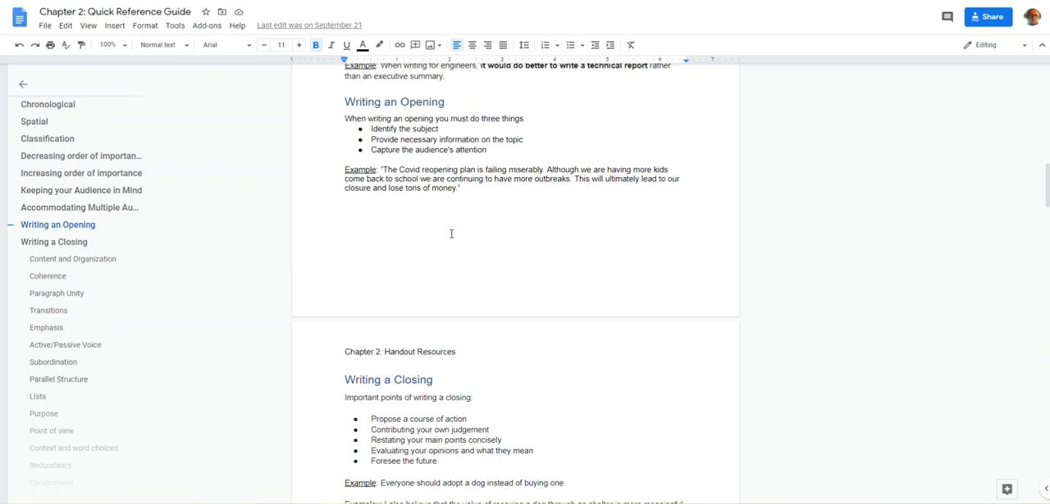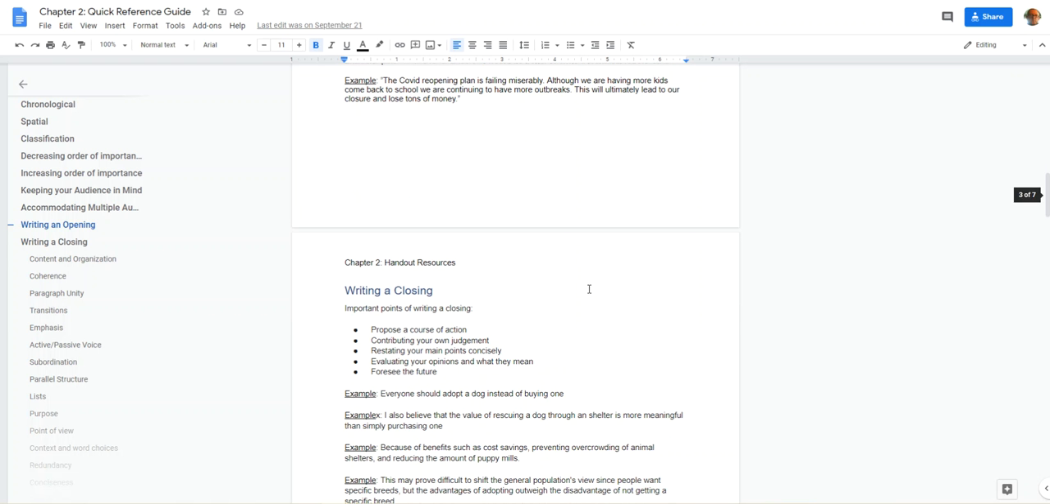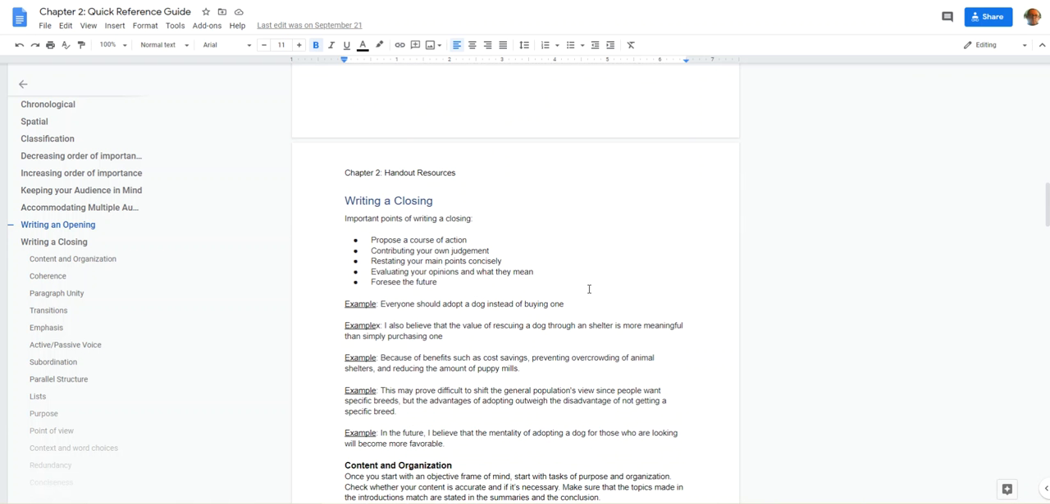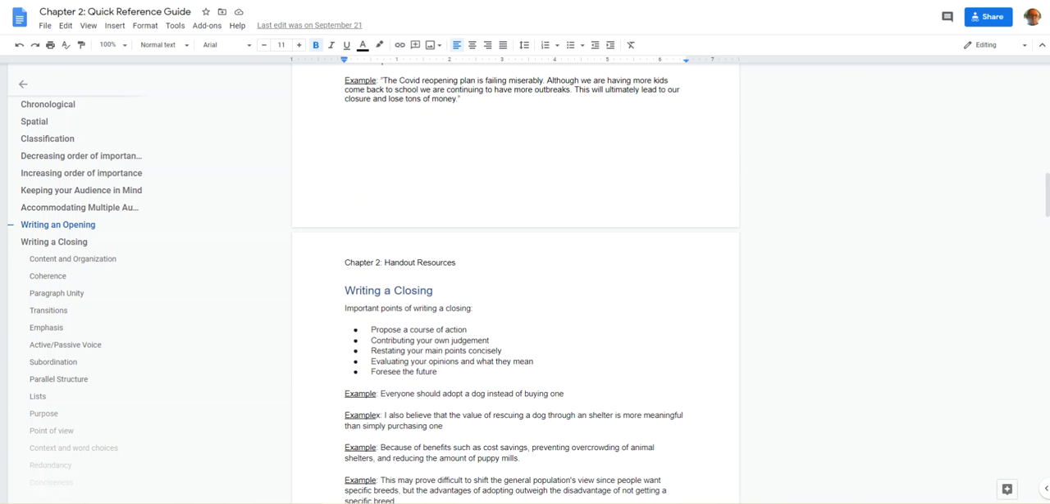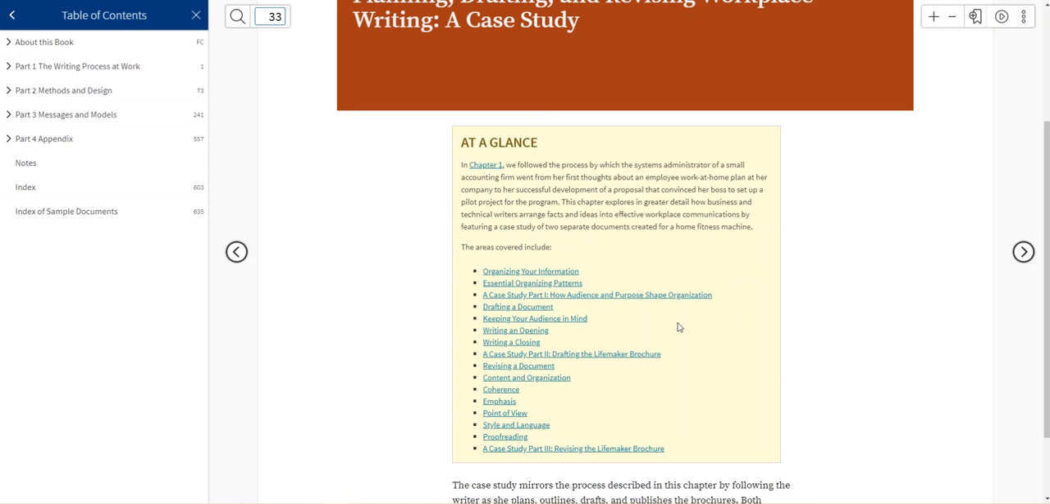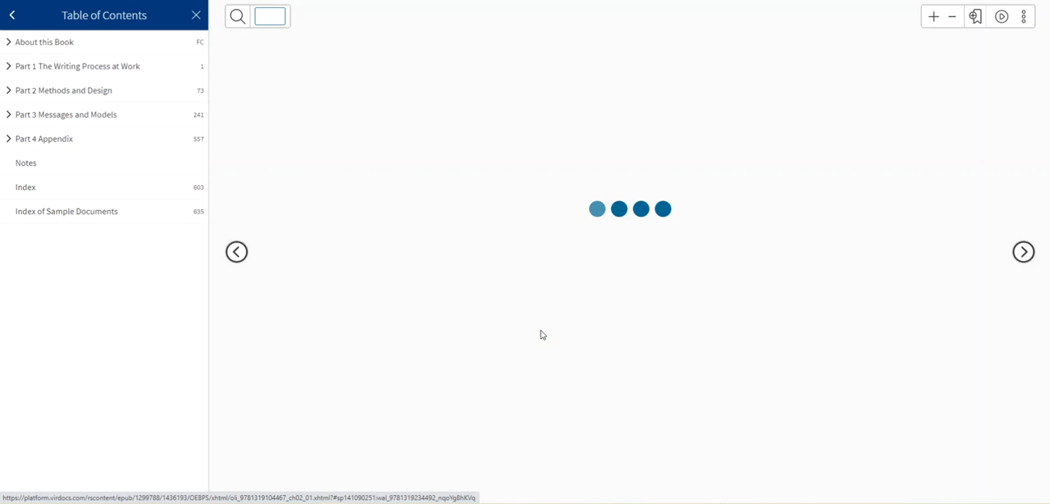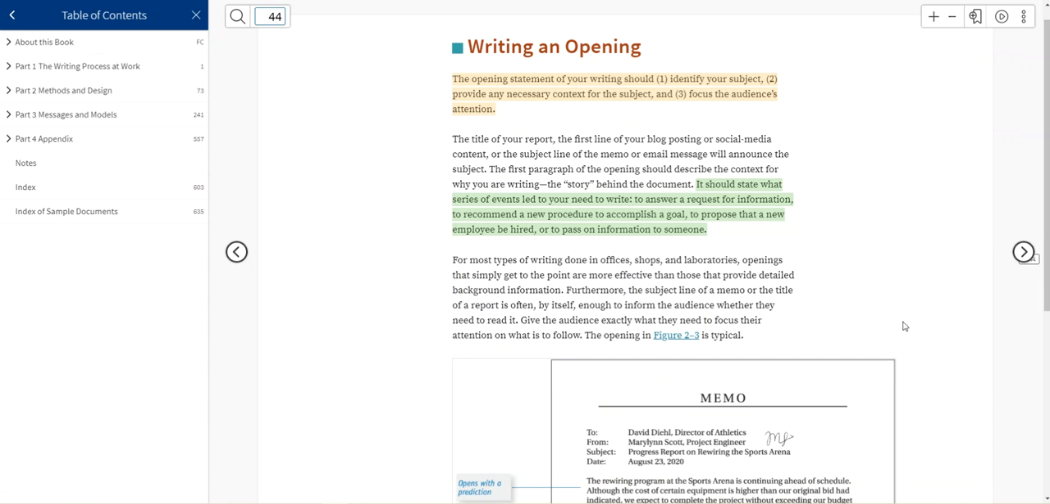I just want to point out that much of the strategies and techniques we've talked about already. It just comes down to refreshing your knowledge base with those strategies, like writing an opening and writing a closing. We've compiled these from our first team building activity. In the textbook, chapter 2, page 44, the book talks about writing an opening, and it is much the same as the quick reference guide that we have in our drive folder.